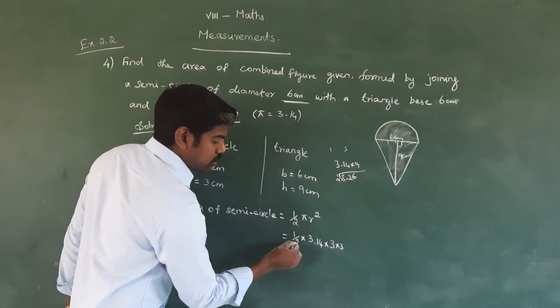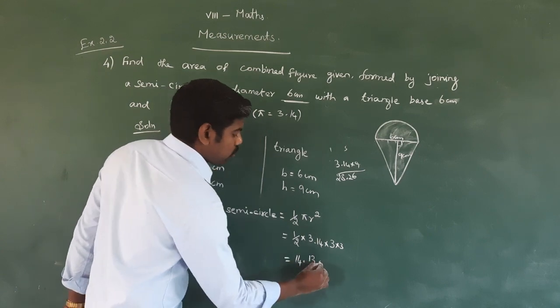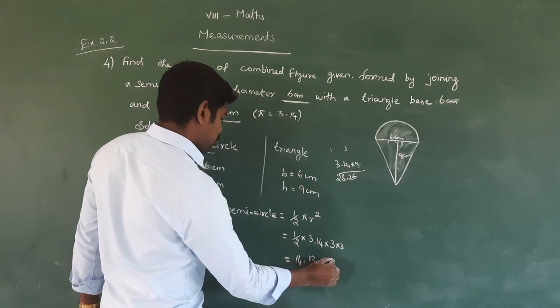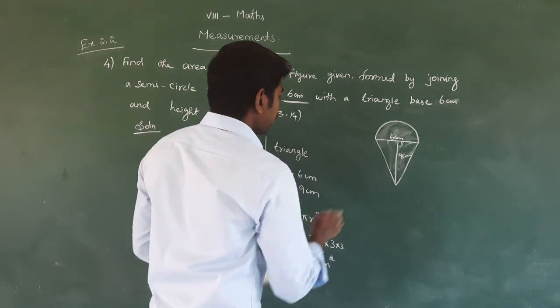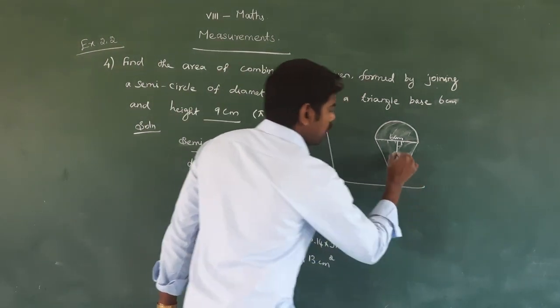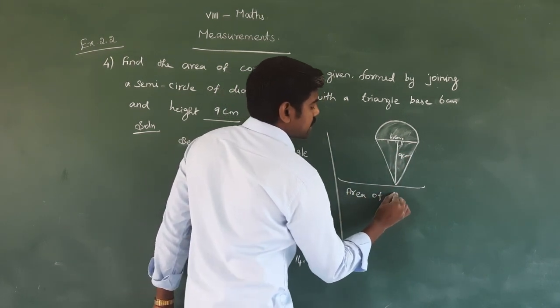28.26 divided by 2 is equal to 14.13. So 14.13 centimeter square. Okay. Now find the area of triangle.